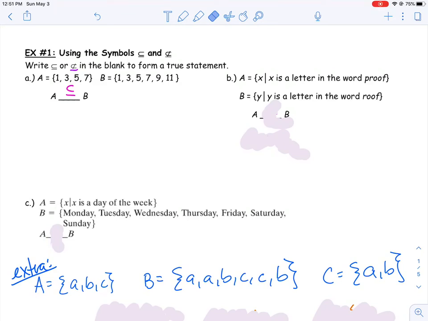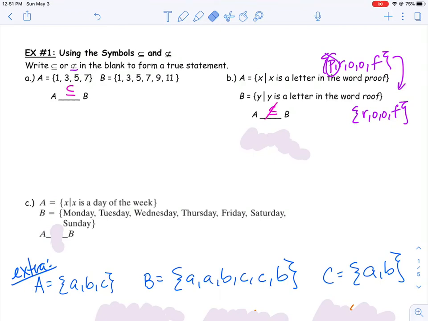Now if you look at part B, it says set A is the set of all x's such that x is a letter in the word proof. So if you were writing this in roster method, it would be P, R, O, F, right? This would be set A. Set B is the set of all y's such that y is a letter in the word roof. If you were writing it in roster method, it would be R, O, F. So is every element in set A also in set B? No. Well, isn't there this extra P? So on this one, we would say that A is not a subset of B because everything in A is not in B. You have an extra letter in there.